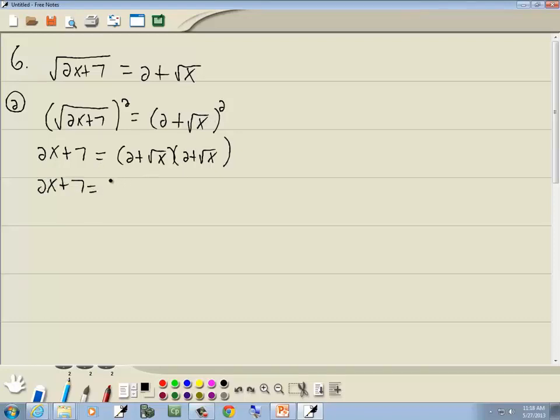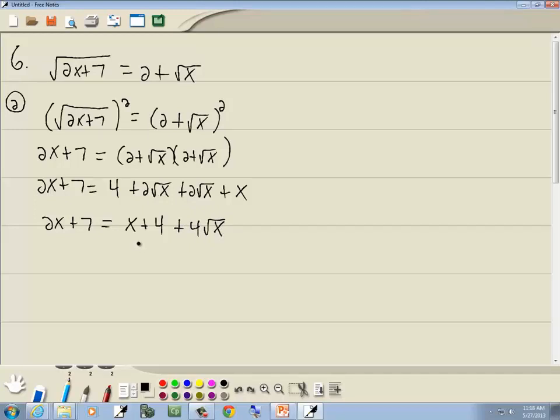2 times 2 is 4. 2 times square root of x is 2 square root of x. Square root of x times 2 is 2 square root of x. And square root of x times square root of x gives us x. Always combine together items that are alike. Let me put the x first, then the 4. And then we got 2 square root of x plus 2 square root of x. Since both of these are square root of x, I'll add the numbers that are in front of them. 2 plus 2 gives me 4 square root of x.